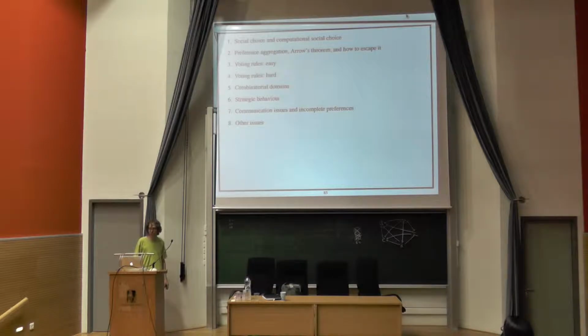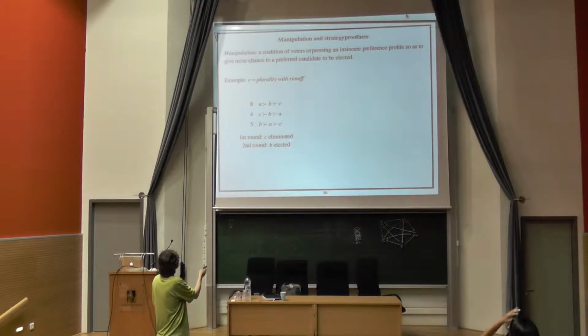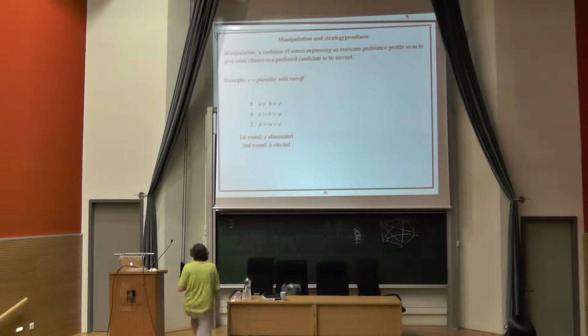Okay, now let's talk about strategic behavior. This is an example that we've seen before, maybe half an hour ago. We use the Pareto method, and we have 17 candidates, and we've seen that here, if we vote like that, then in the first round C is eliminated, and in the second round B is elected, because he has more votes than B.